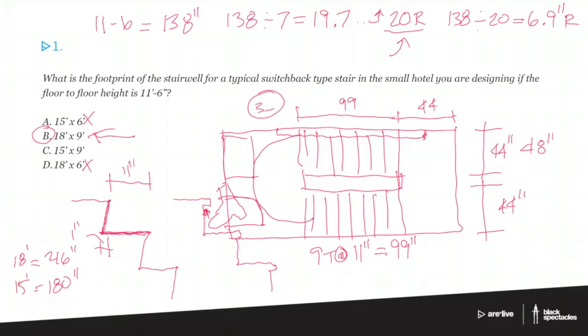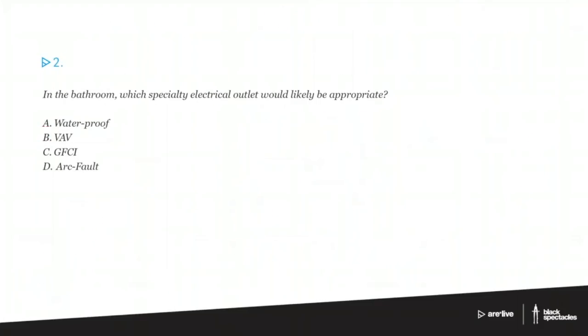All right, we're down to 181 people still in the running. Number 2. In the bathroom, which specialty electrical outlet would likely be appropriate? So we have 4 possible answers: waterproof, VAV, GFCI, and arc fault. Well, first thing we can do is cross off VAV, because that's actually an HVAC system, not an electrical system. And then the question becomes, what about waterproof and GFCI and arc fault?